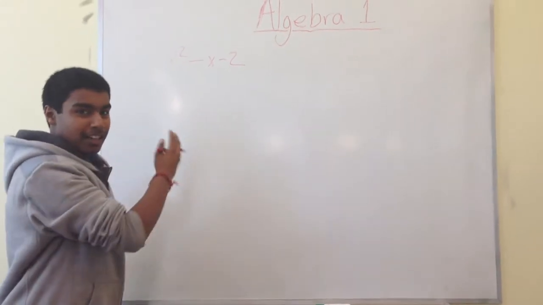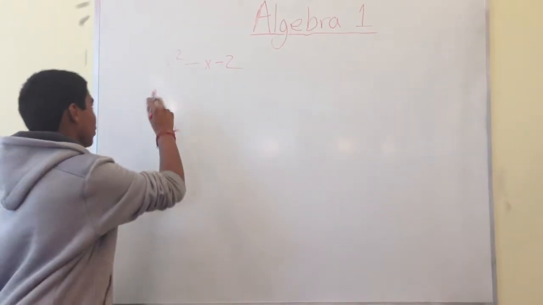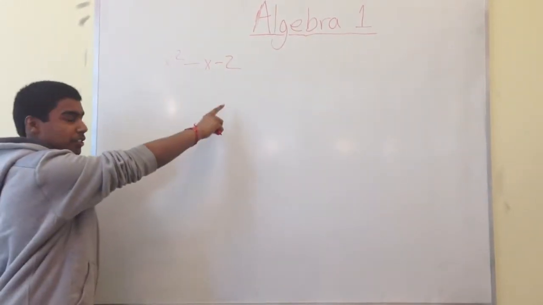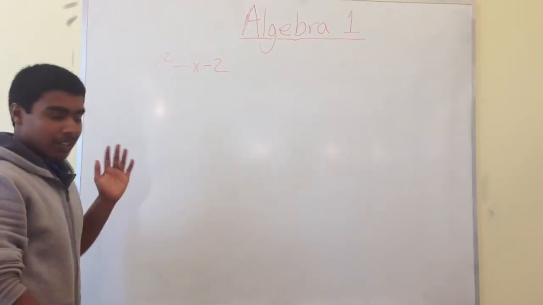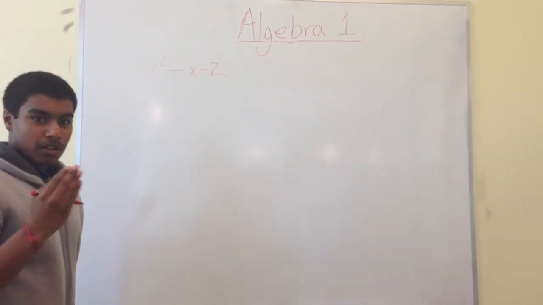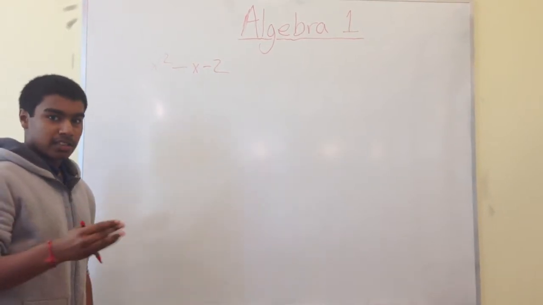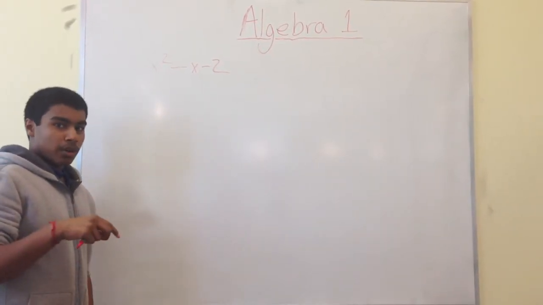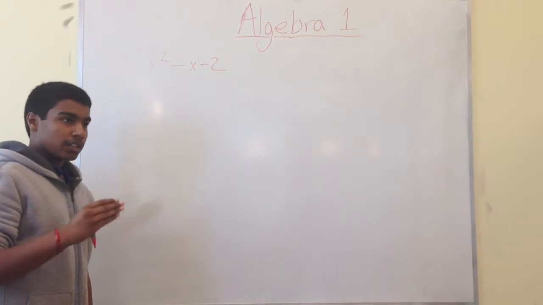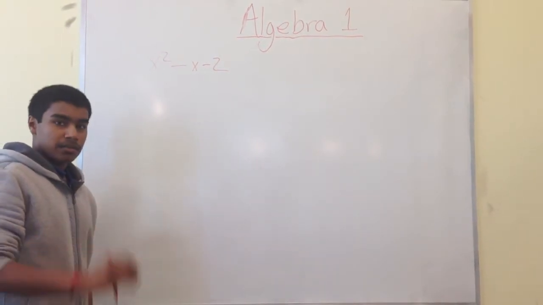This is factoring in Algebra 1. So, this is a quadratic equation. And when you factor a quadratic equation, you get what are called the roots of a function. And these are also known as the x-intercepts. And with these points, you can determine where the function crosses the x-axis.